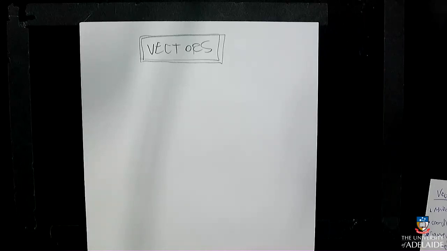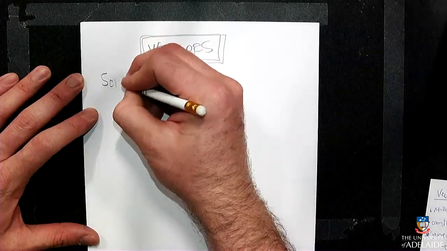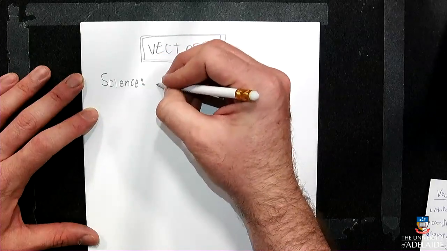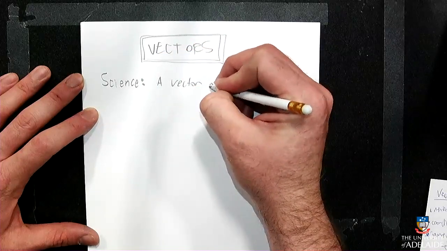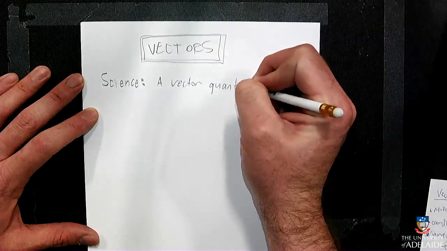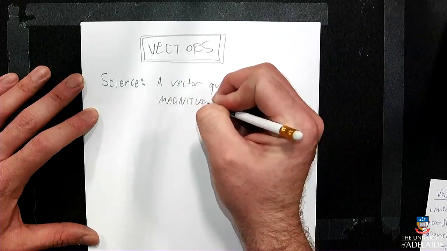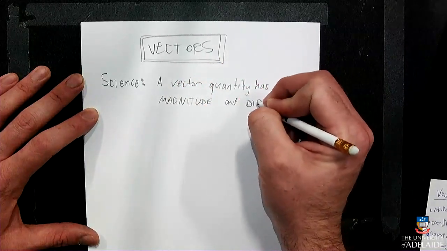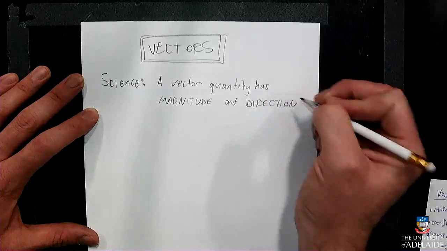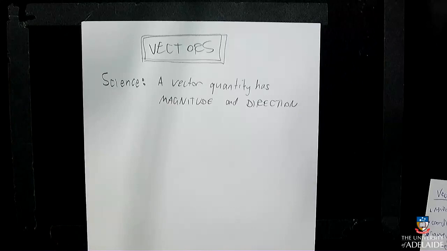Okay, so when vectors were first invented, they were quantities with magnitude and direction, and that's a science definition of vectors. A vector quantity has magnitude and direction in science, which means it can be a certain size. They can be bigger or stronger than others, and they go in different directions.